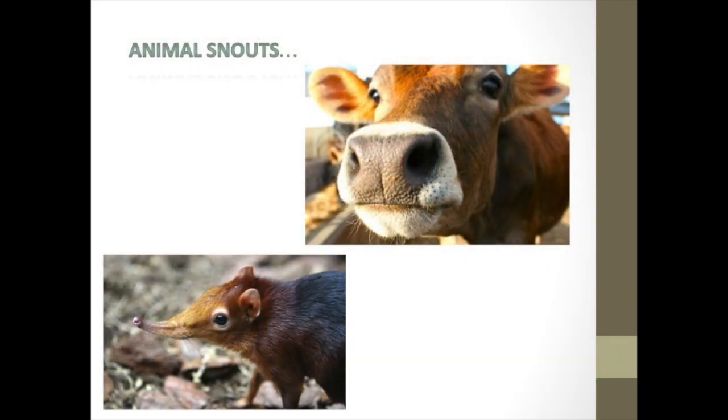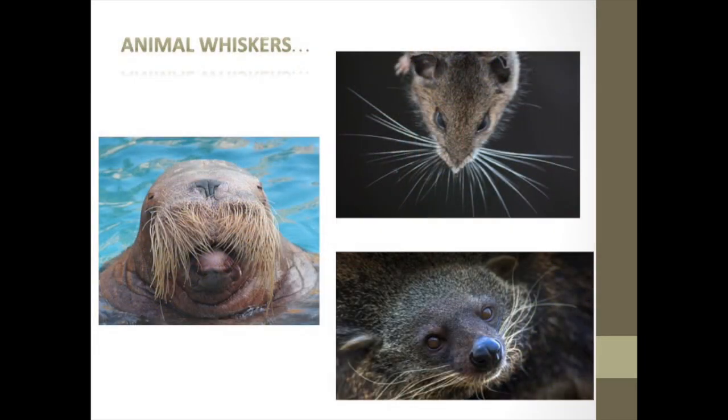Animal snouts also vary in shape, size, and function. How would you describe these animal noses? Animal whiskers are often included as body part classifiers. Consider how you might describe the different types of whiskers these animals have.